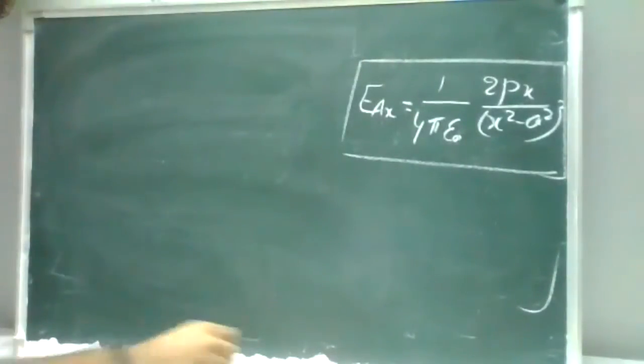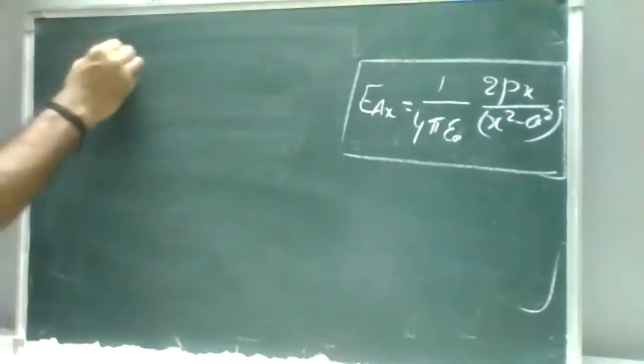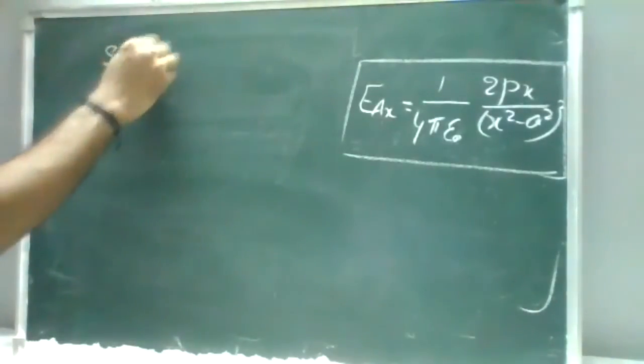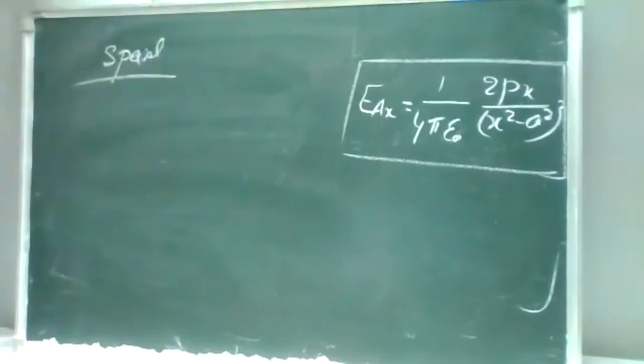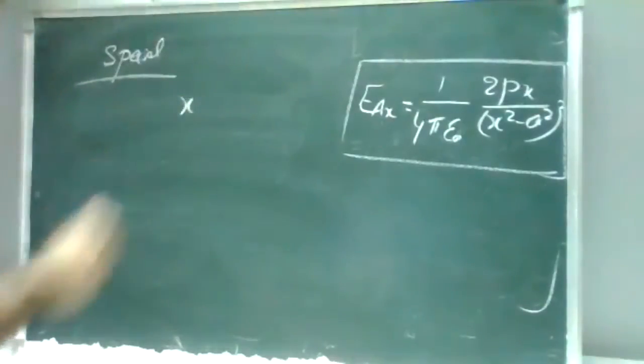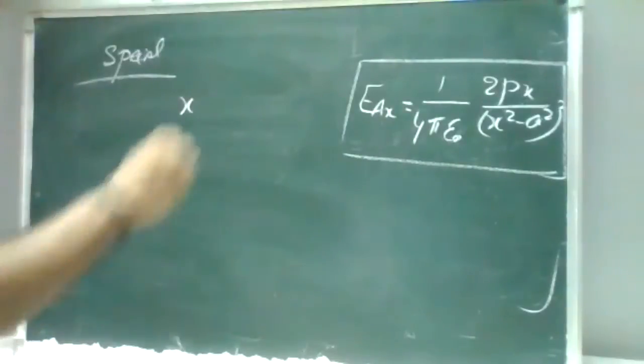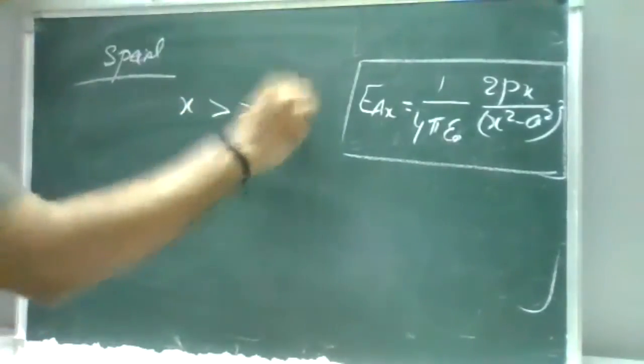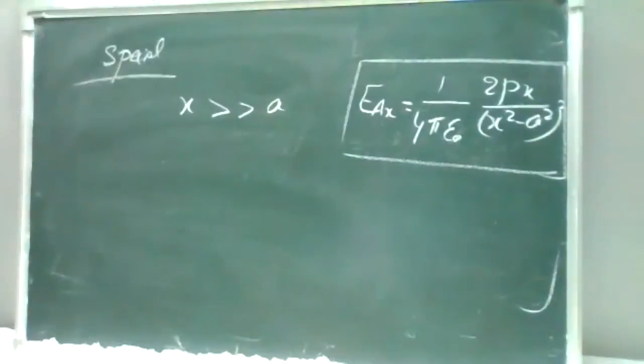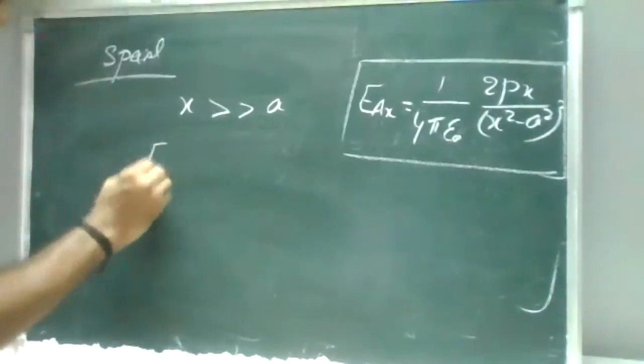Okay, we'll see some special cases from this. Only one special case is there. We are assuming x is the distance from the center point to the point P. In the picture, from the center point to the point P. If x is much greater than a, the distance to point P is greater than a.